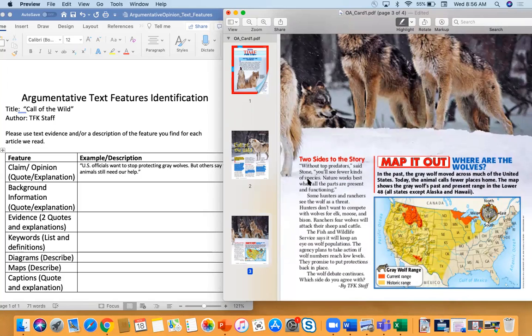Two sides to the story. "Without top predators," said Stone, "you'll see fewer kinds of species. Nature works best when all the parts are present and functioning." Some hunters and ranchers see the wolf as a threat. Hunters don't want to compete with wolves for elk, moose, and bison. Ranchers fear wolves will attack their sheep and cattle. The Fish and Wildlife Service says it will keep an eye on wolf populations. The agency plans to take action if wolf numbers reach below certain levels. They promise to put protections back in place. The wolf debate continues. Which side do you agree with?